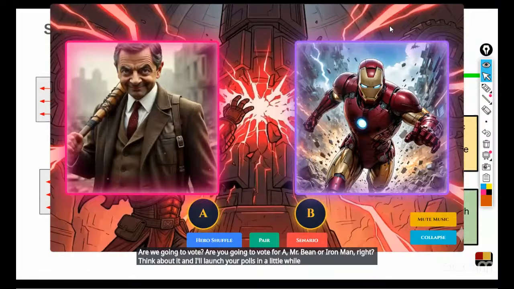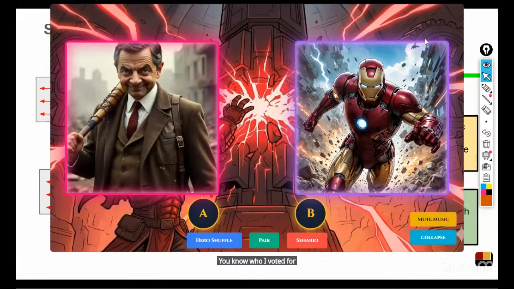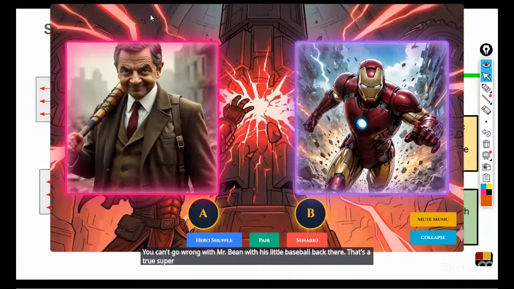You know who I voted for. I voted for Mr. Bean. He's the coolest. All right. Vote, guys. Let's see what you come up with. Those on YouTube, let me know. A or B, Mr. Bean or Iron Man. You can't go wrong with Mr. Bean with his little baseball bat back there. That's a true superhero. But you all decide.